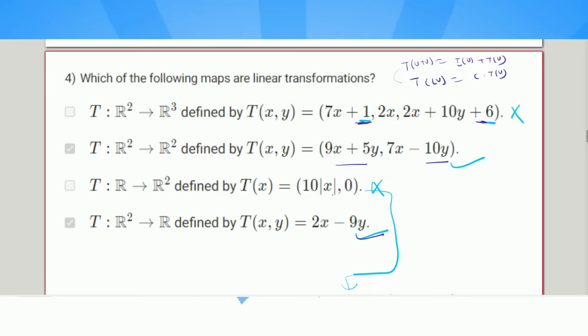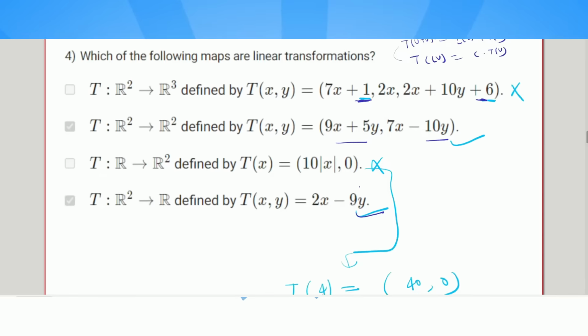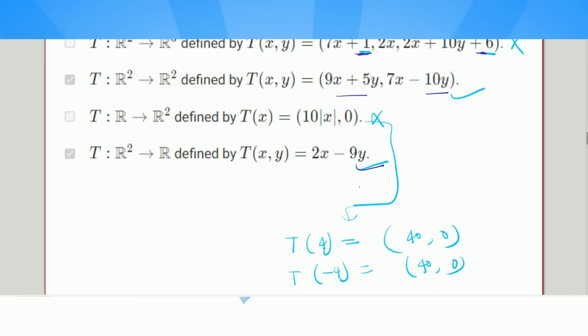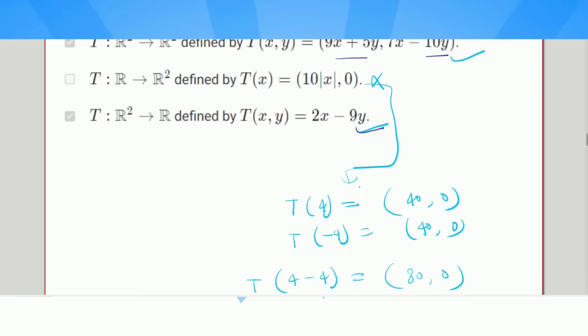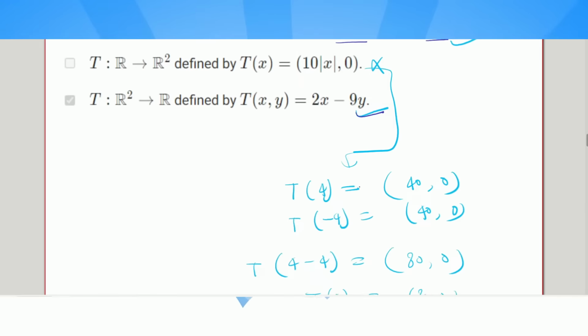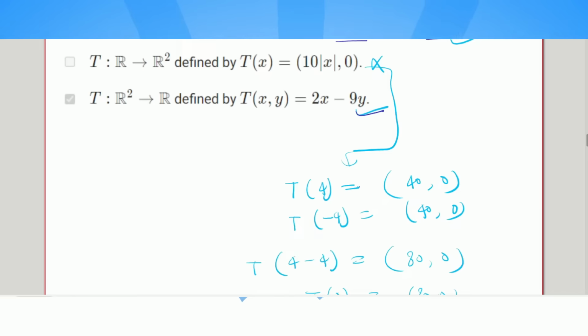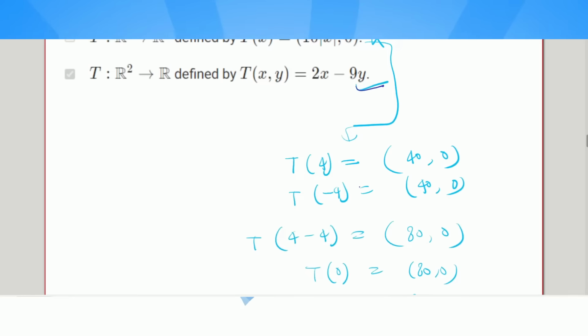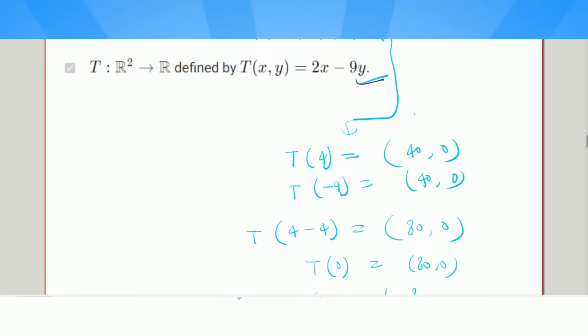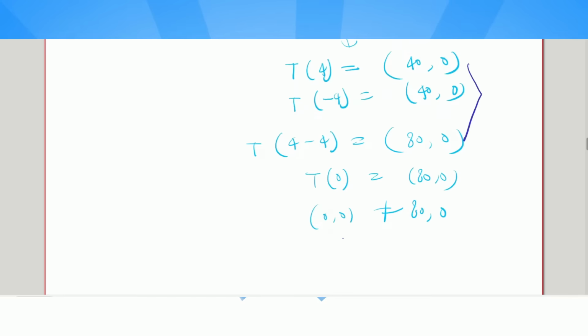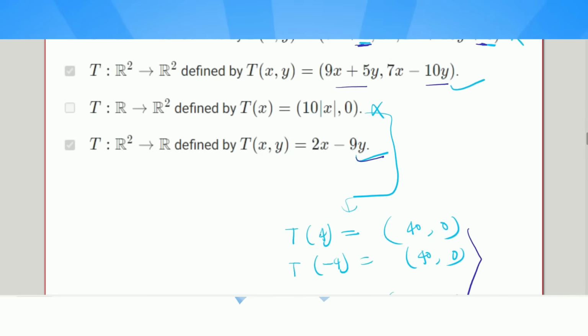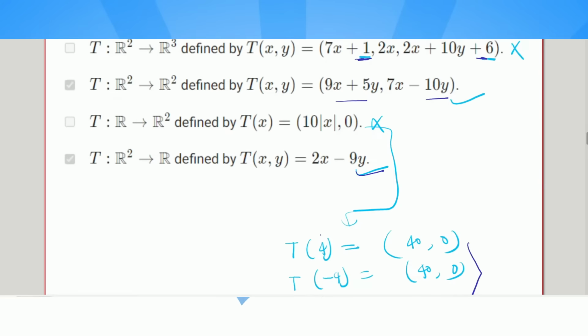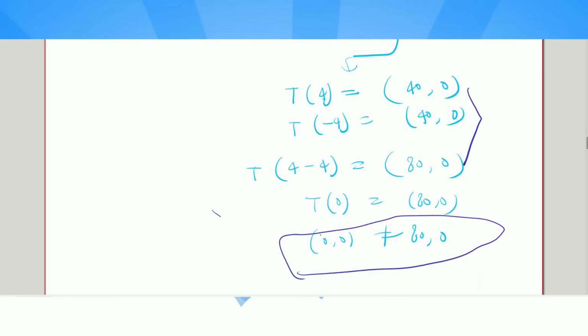Let's see the third option, 10 mod x and 0. Check number 4. T of 4 will be 40 comma 0, and T of minus 4 will be 40 comma 0, and T of 4 plus minus 4 by this rule should be 80 comma 0, but T of 0 will be 0 comma 0. That's why it is not true. 0 comma 0 is not equal to 80 comma 0. That's why the third option is not true, and the second and fourth are right.